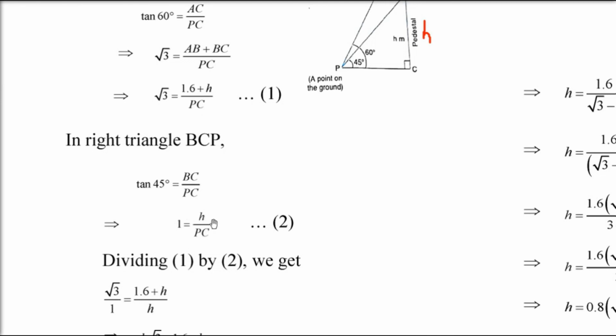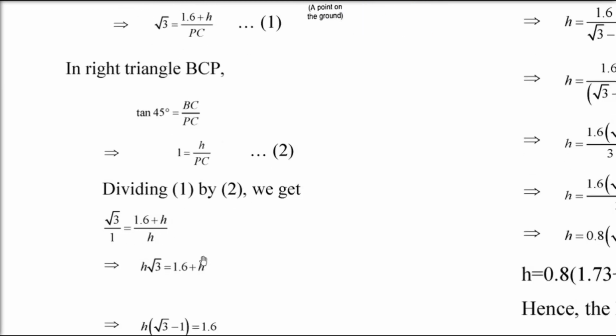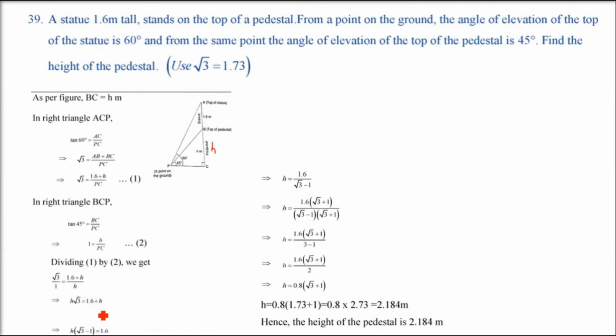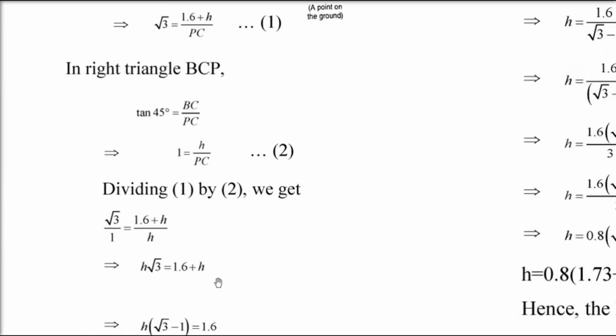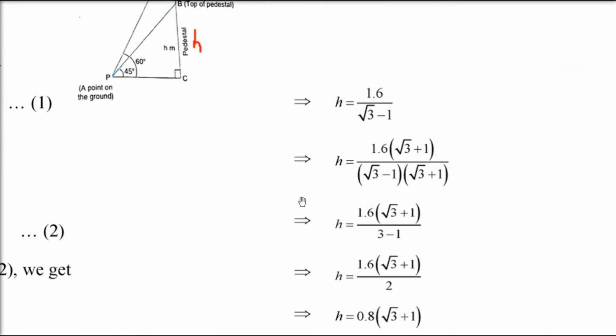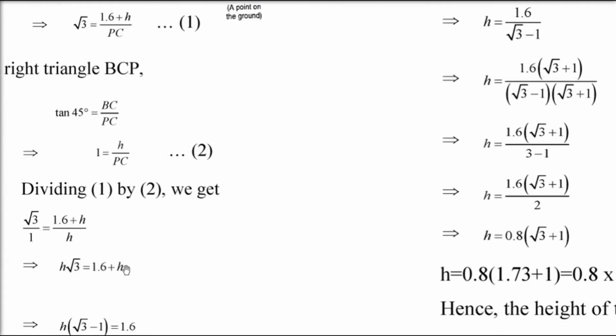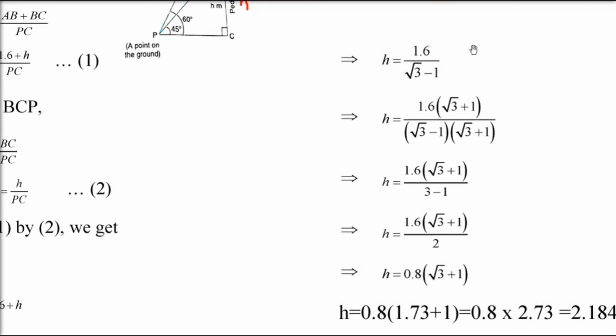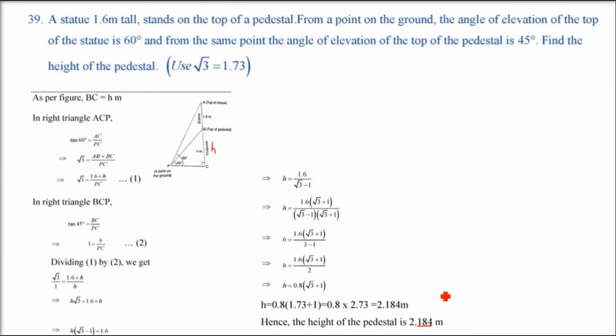Now when you put h as PC, you don't have to divide, you already have h as PC. When you put these values, you can easily find h because it's quite simple. The calculation is in front of you. Only one thing you have to be careful about: this root 3 minus 1 has to be rationalized. When you take h root 3 minus h, you can take h common, and root 3 minus 1 will come in the denominator of 1.6. So here you have to multiply numerator and denominator by root 3 plus 1. Otherwise, you can use root 3 as 1.732 and do the computation, and then 2.184 will come.